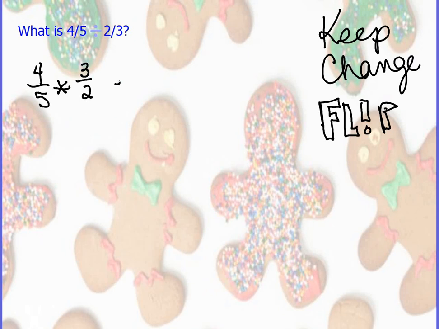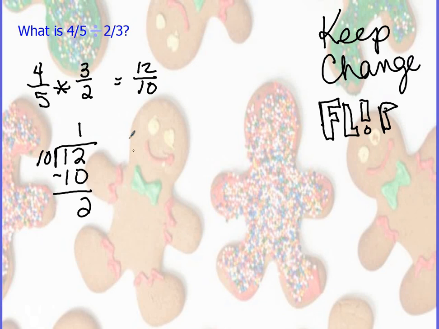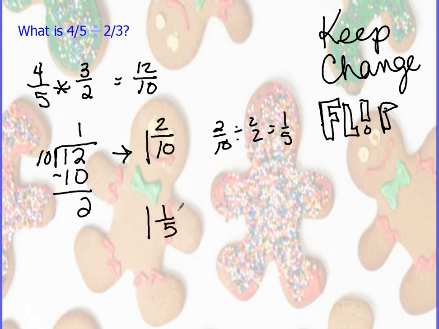Now I actually get to multiply, and I get 12/10, and now I have to convert. I have 12 pieces, and I'm putting them into groups of 10. I can make 1 group with 2 left over, so my answer would be 1 group with 2 out of 10 left over. I know 2/10 can be simplified by 2/2, and that gives me 1/5. So my answer would be 1 and 1/5.